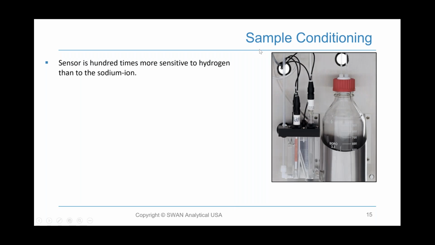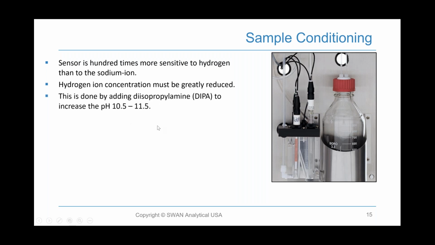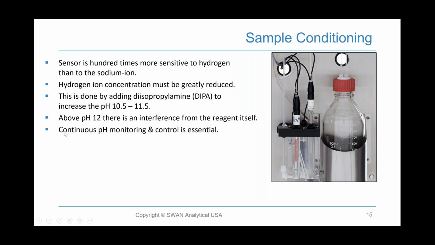Sample conditioning, why is that important? Well, as we mentioned earlier, the sensor is 100 times more sensitive to hydrogen than to the sodium ion. Therefore, hydrogen ion concentration must be greatly reduced. And this is accomplished by adding a reagent to increase the pH to between 10.5 and 11.5. And this reagent is called diisopropylamine, or commonly referred to as DIPA. If the pH increases above 12, then you can actually experience interference from the reagent itself. Therefore, for accurate measurement of sodium, continuous pH monitoring and control is essential.